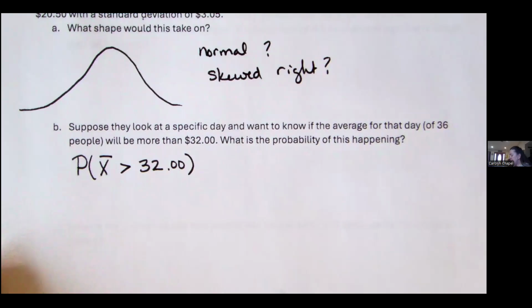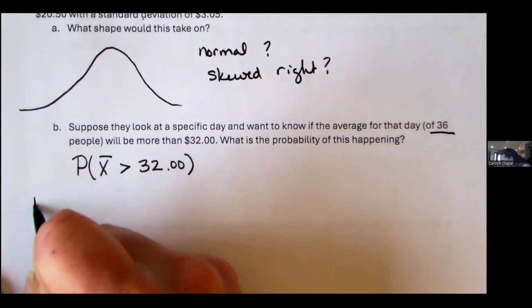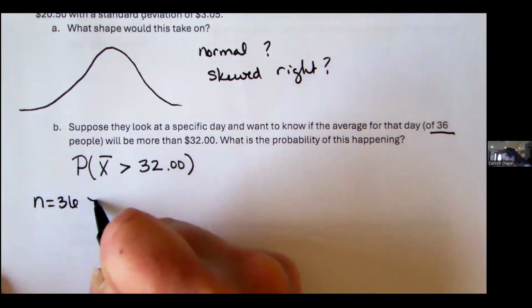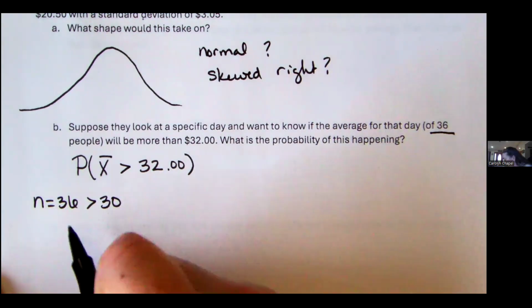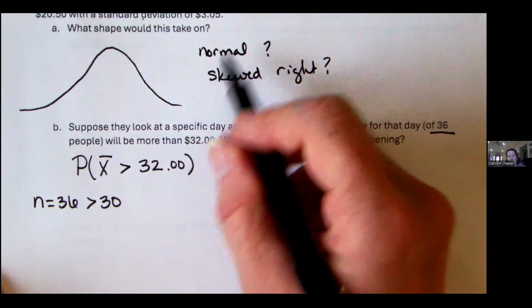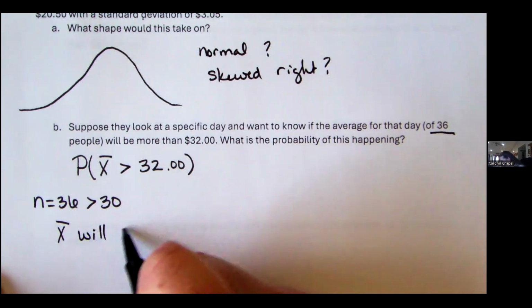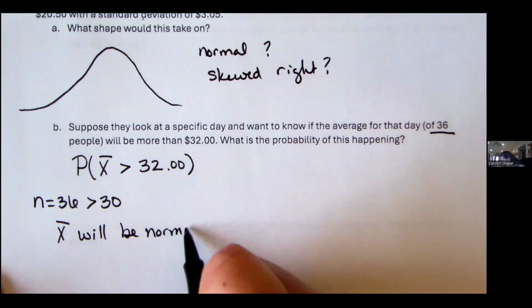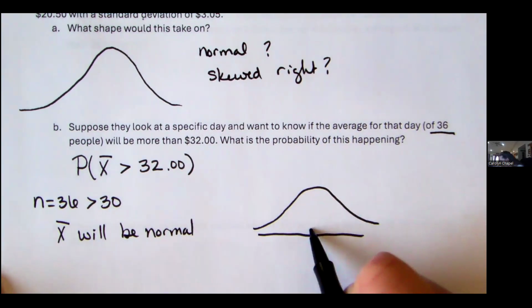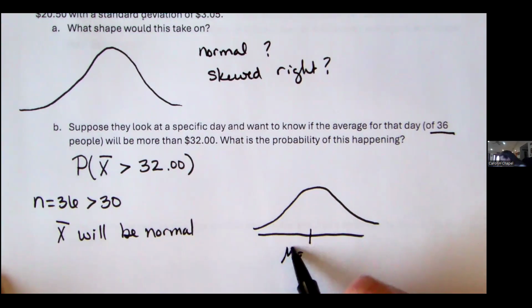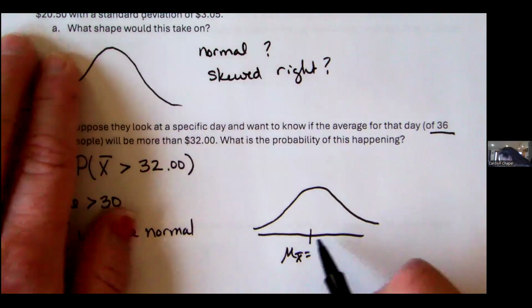Okay. The nice thing is, since we took 36 people, 36 is our n, which is bigger than that cutoff, it doesn't matter what shape the original was, because our X bars will be normal. So X bar will take on that normal shape. X bar will have the same average as the original data, which was $20.50.